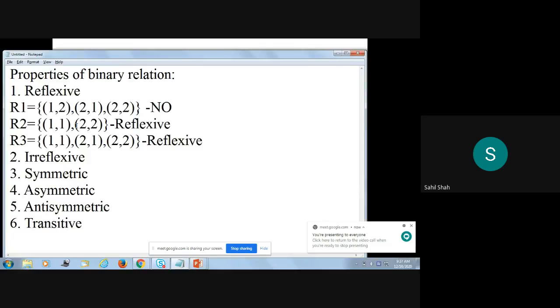Let us cross check. In R1, I am observing that there is a pair 2 comma 2. So how would it be irreflexive? No. In R2, I am having both the pairs. So again, it is not irreflexive. In R3, I am having both the pairs. So again, it is not irreflexive.